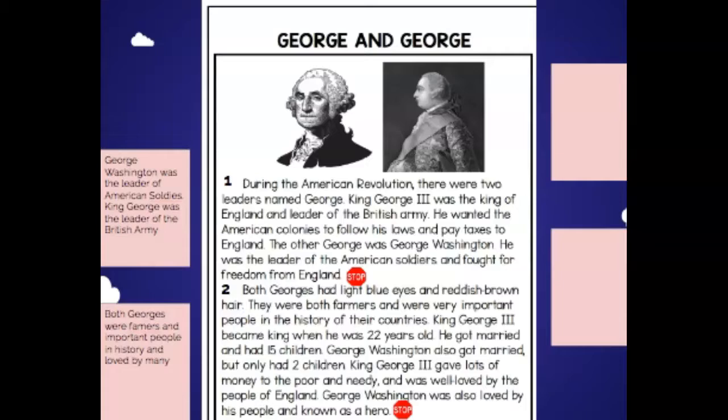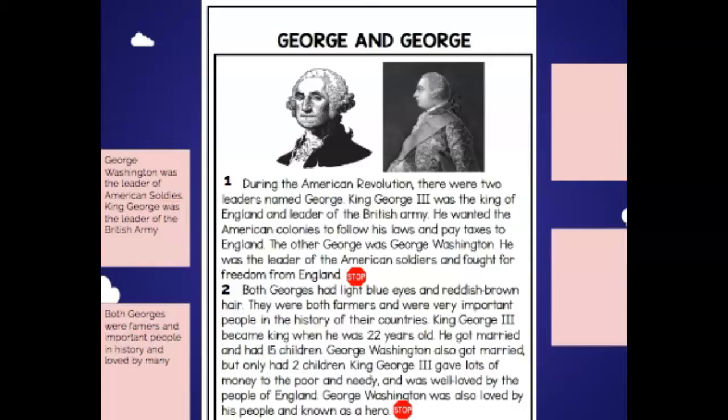So let's jot a gist on the side. George Washington was the leader of the American soldiers, and King George was the leader of the British Army. So that paragraph just showed us the differences between both Georges. One George was the leader for the Americans, one George was the leader for the British Army.